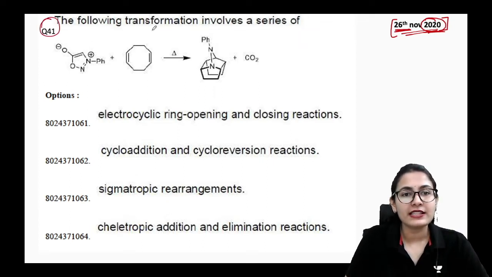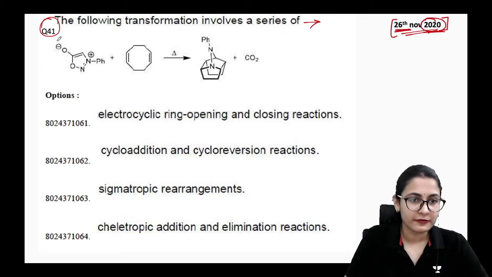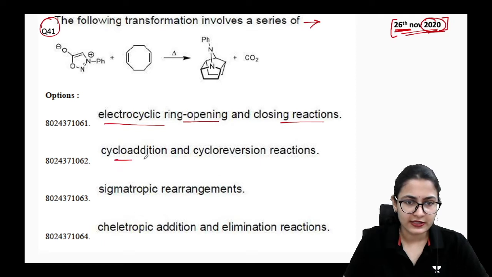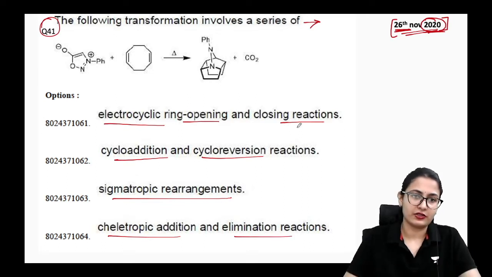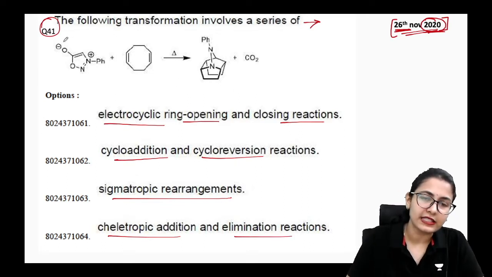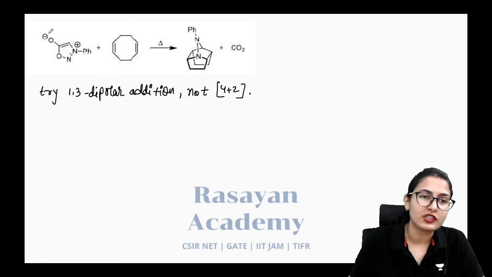So first question, guys: the following transformation involves a series of... This question is actually a little tricky and it might take you a little bit of time, but if you have done these kinds of questions, it will be very obvious. What are the options? It could be electrocyclic ring opening or closing reaction, cycloaddition, cycloreversion, sigmatropic rearrangement, cheletropic reaction, or elimination reaction. So what is it? Basically, let's look at it on the next page.